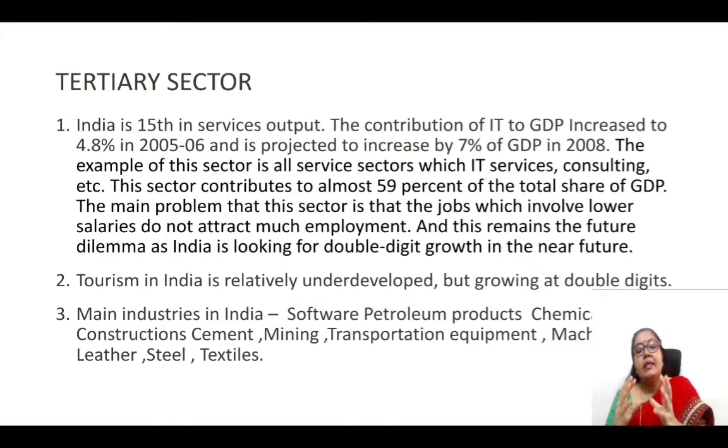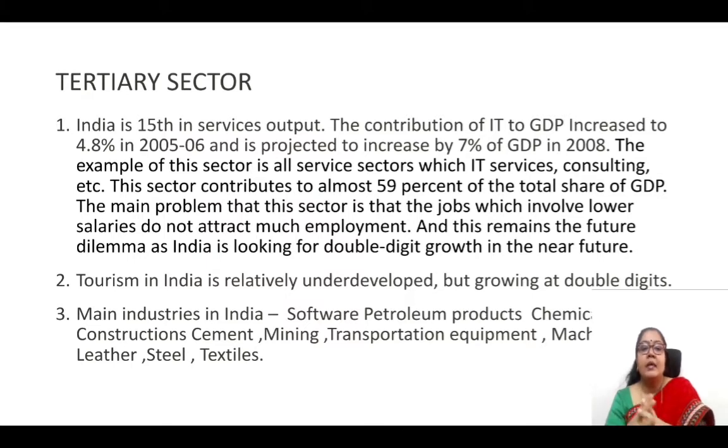So India is ranking about 15th in terms of service output globally, and the contribution of IT to GDP has also increased. We were hardly giving about 4.8% in 2005 and 6.